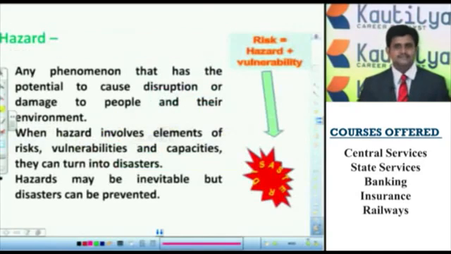Next one is hazard. Hazard is an event which has a high potential to destroy human lives and its surrounding environment. Hazard cannot be prevented, but disaster can be prevented. Hazards result in disasters. So when will a hazard turn into a disaster? When vulnerability meets the hazard, it results in disaster.